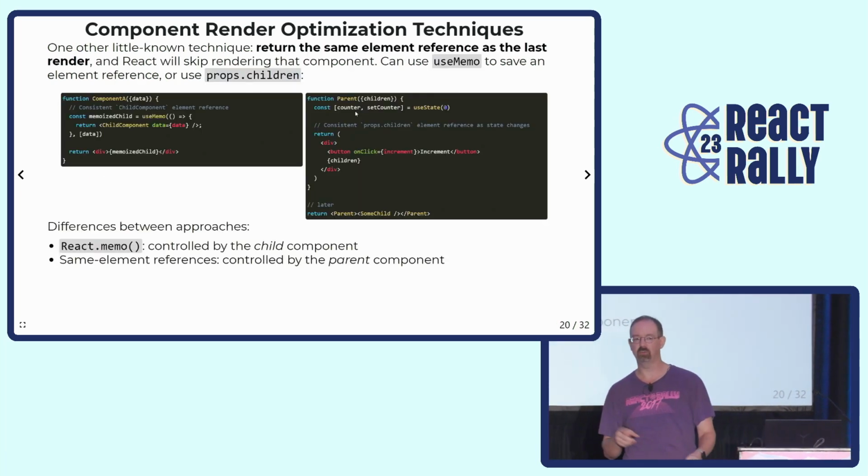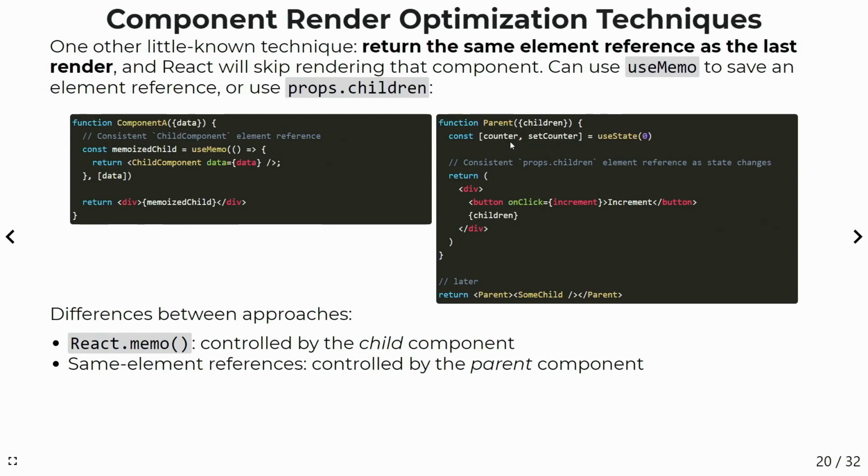There is one other approach that very few people know about. If you return literally the exact same reference for a child element object, React will also bail out of re-rendering that child and everything inside of it. This has actually been in React for years, and even the early versions of React Redux relied on this.